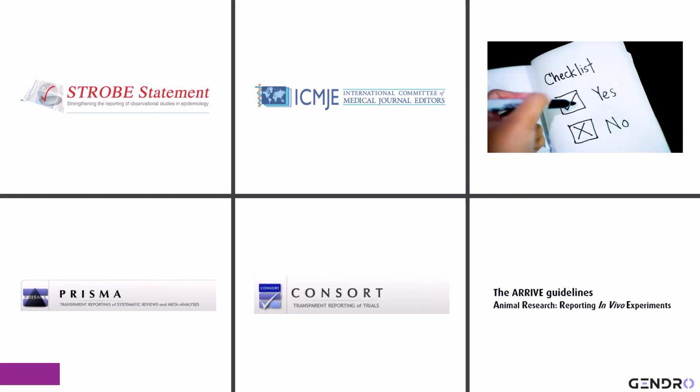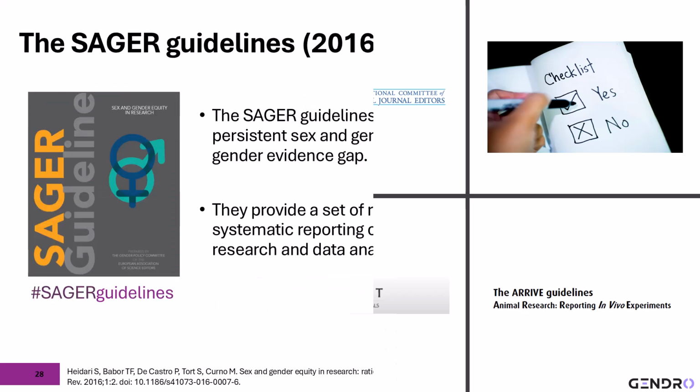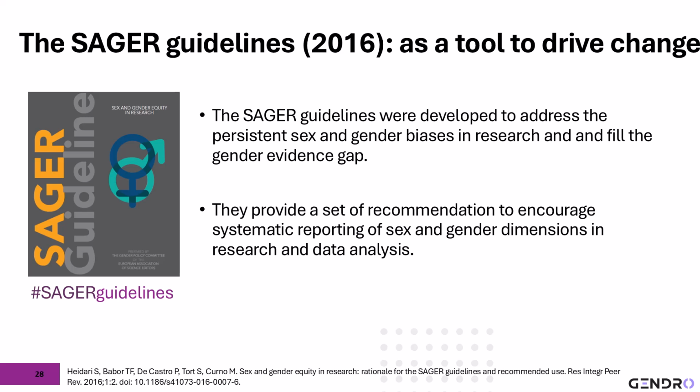And editors have historically played a very important role in setting a high standard for academic research and reporting practices, to ensure, again, ethical research, ethical conduct, transparency, completeness, and importantly, also encouraging and improving reproducibility of findings and supporting the contribution to the body of evidence that leads to policies, practices, and interventions. The SAGER guidelines were developed in 2016 as a tool to really drive that change.